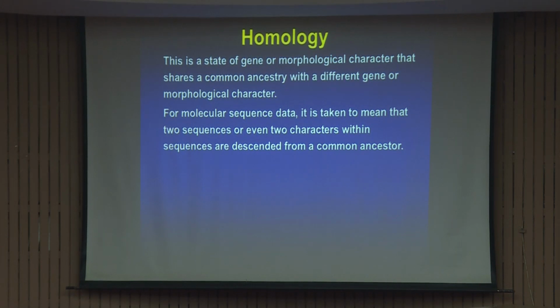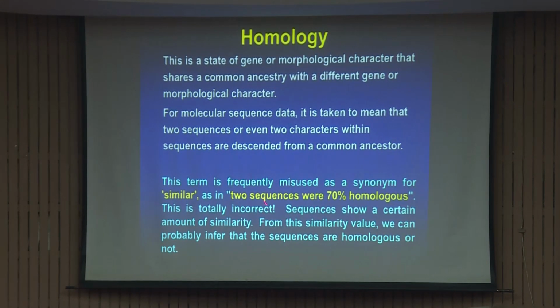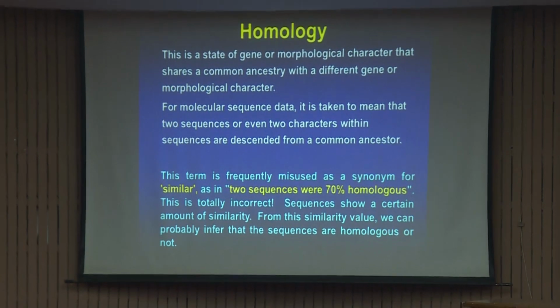Again, whether that is there or not. But what do we do? The term is frequently misused as a synonym for similar. Many times, every time, we say 2 sequences were 70% homologous. Okay. This is totally incorrect. Sequences show a certain amount of similarity. From this similarity value, we can probably infer whether the sequences are homologous or not. Okay. So, similarity and homology, the two things are different.